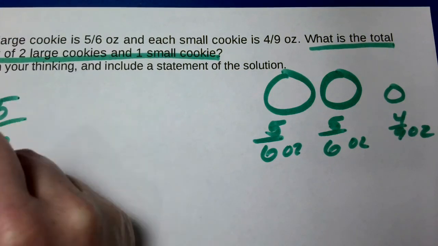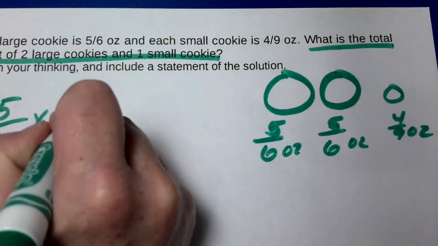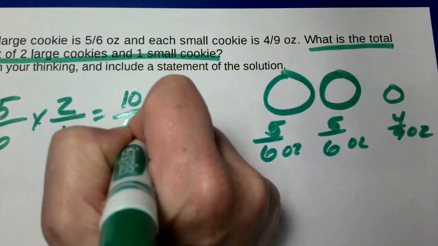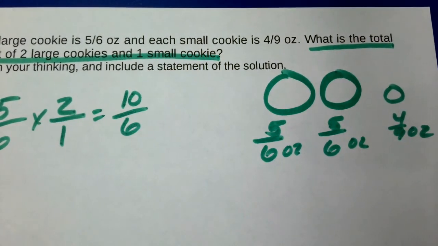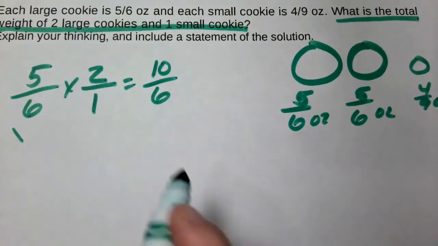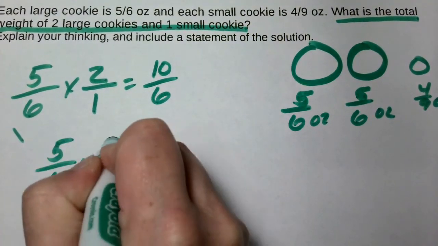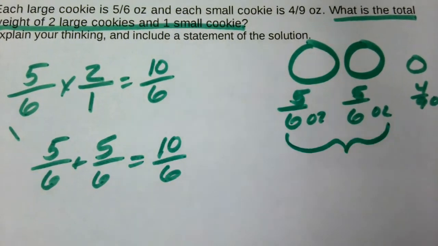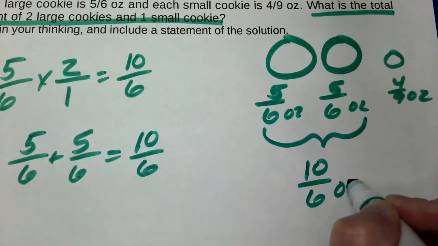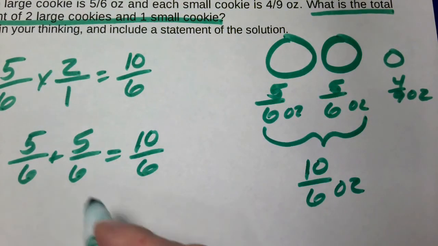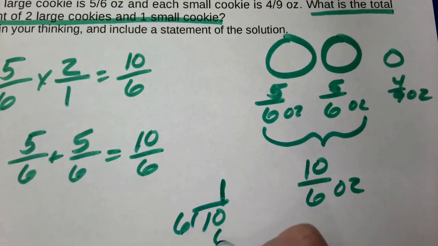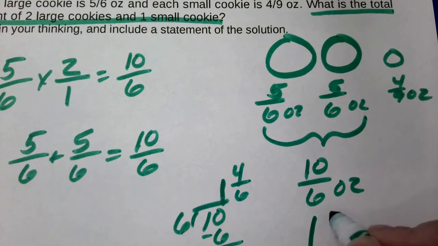So 5/6 times 2, okay, is going to be 10/6. And I want to show you a different way to do that, so you don't need to multiply necessarily. Okay, 5/6 plus 5/6 is equal to 10/6. Okay, so altogether, the large cookies are 10/6 of an ounce, or to make that a little bit easier, I can divide 6 into 10 and get 1 and 4/6. That's the same thing.